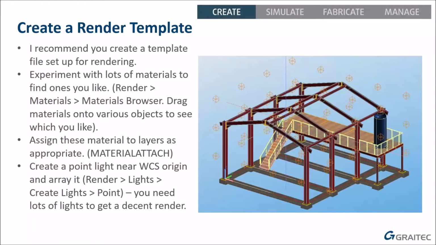So I would just use this tool called a point light, which is on the render ribbon again, lights, create lights, point, put it in near the global origin. Your model should always be near 0, 0. So put this in near 0, 0, not at 0, 0.